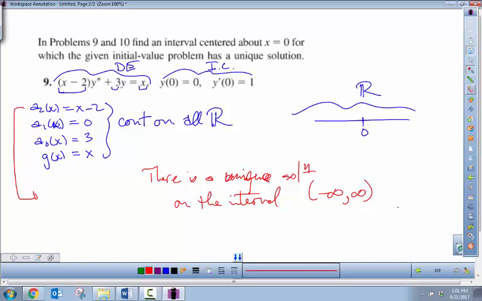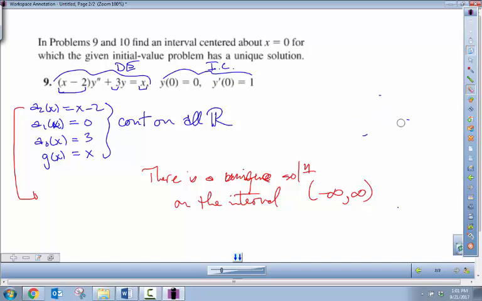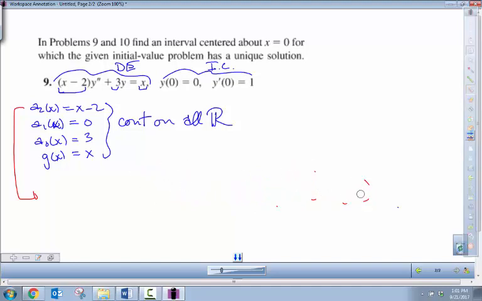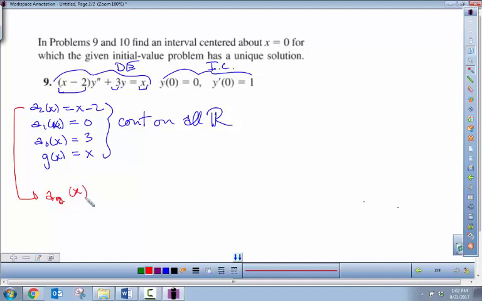I'm going to erase some of this. Sorry. So, yeah, there's this thing about the a sub n, because you have to divide stuff out. So a sub n, or a sub 2 of x, cannot be equal to 0. So x is equal to positive 2.